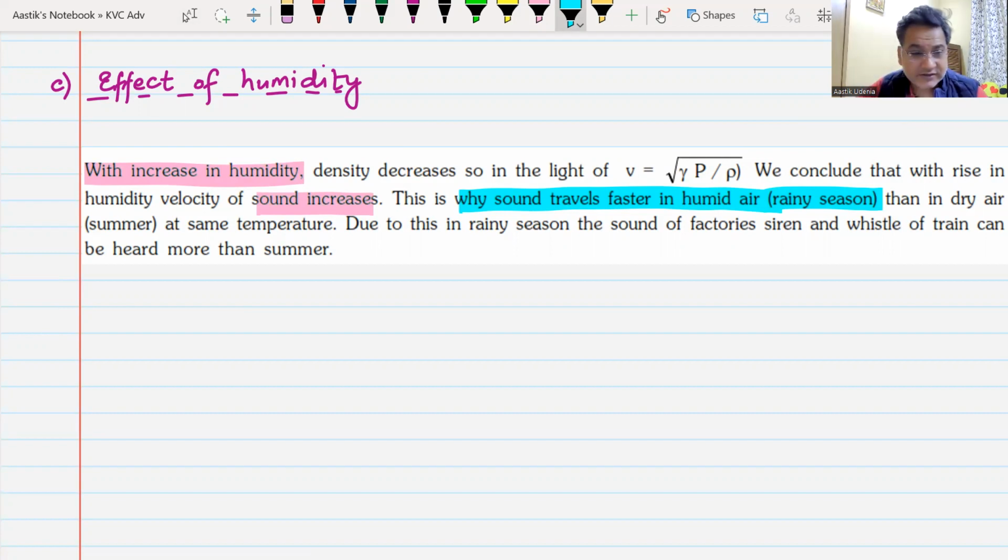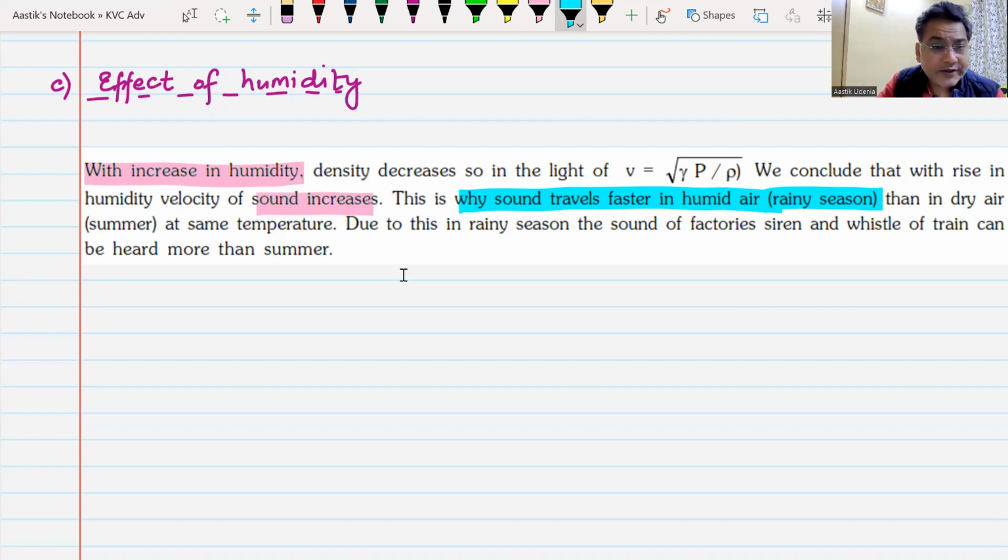Do we understand this, or has this gone above your head? We understand this? Yes. Okay. I will just give you 2 or 3 more points, and then I will give you time to write it. Just understand these points, then you write them together. That was the effect of humidity. The next point is effect of motion of air.